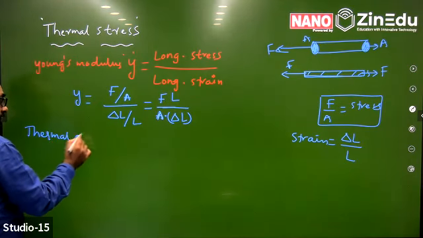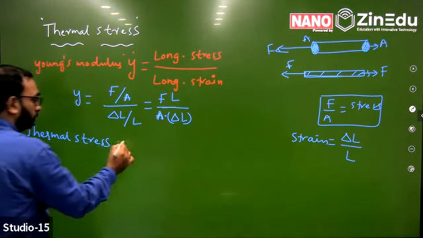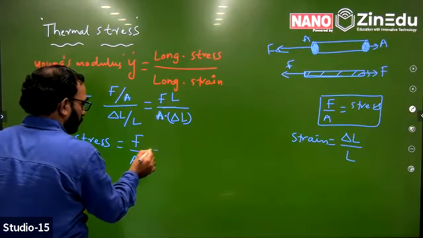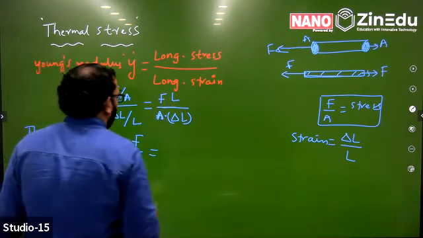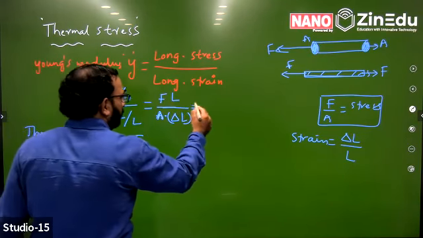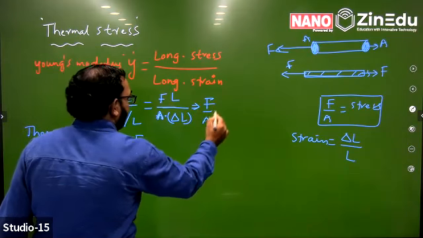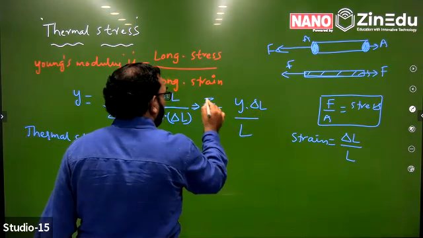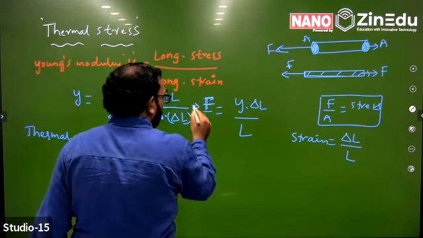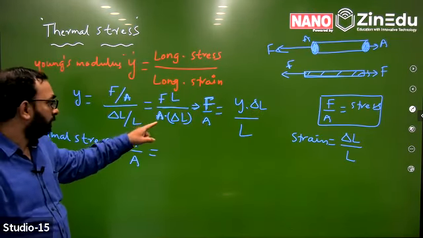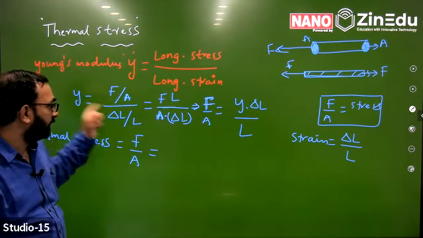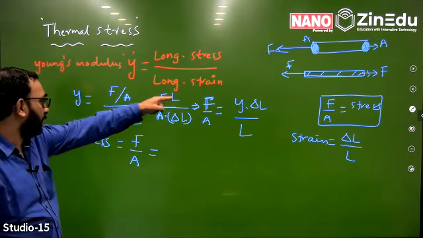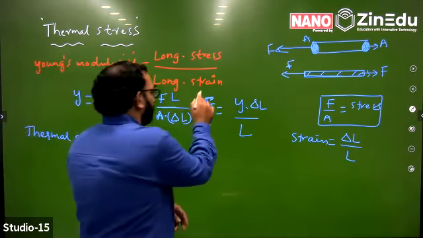Thermal stress, which is force by area, thermal force by area. From this expression, F by A, we can write it as Y delta L by L. From this, F by A I am keeping here, I am shifting this delta L to the left-hand side by L. So I will get Y delta L by L. So this is the force by area.